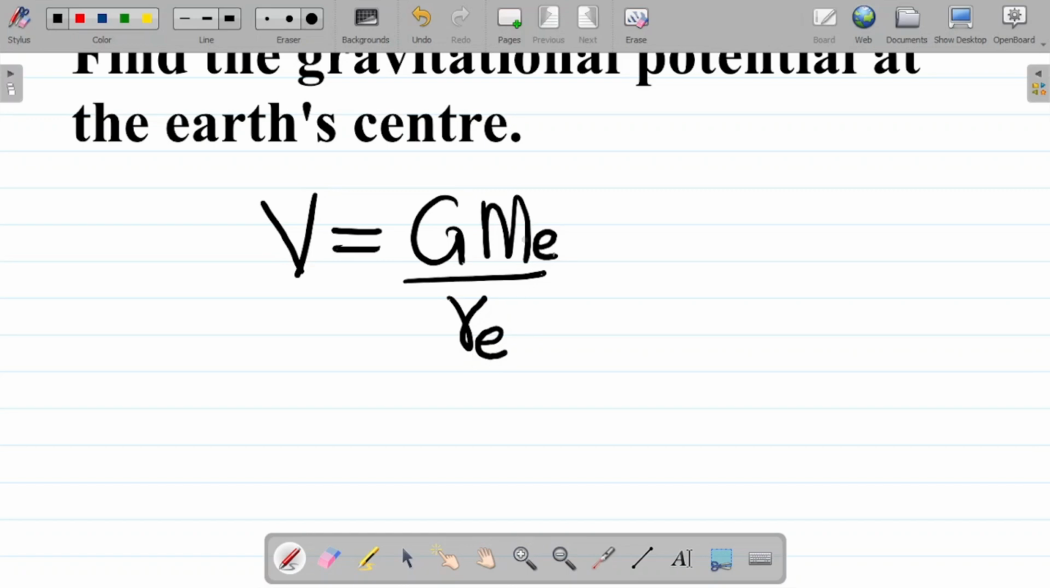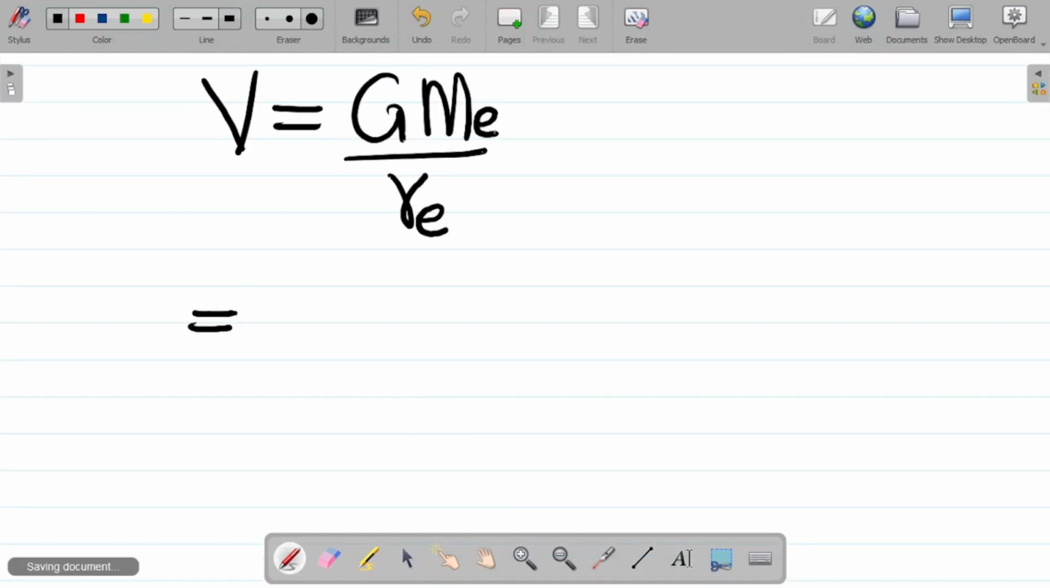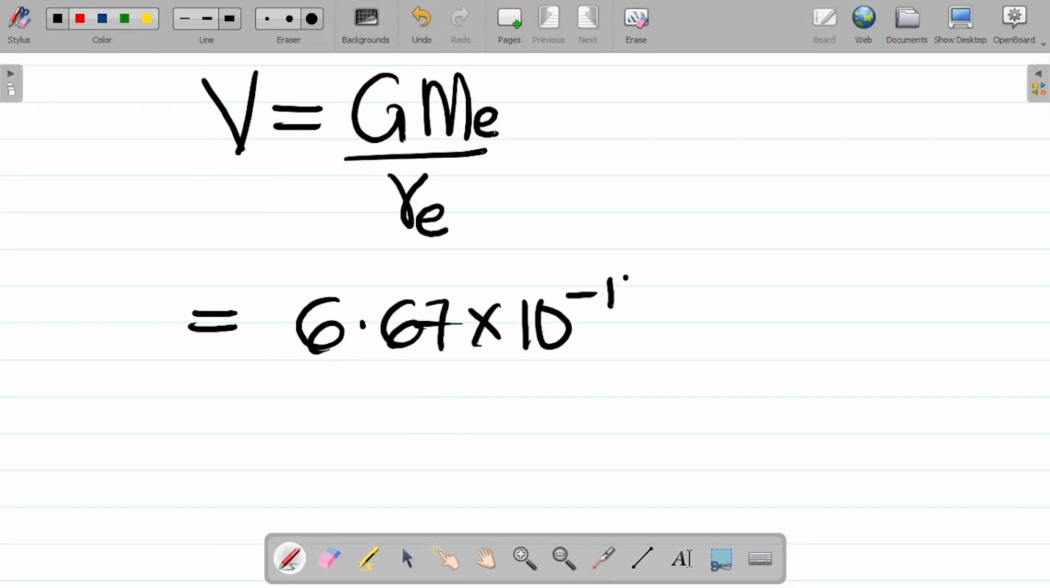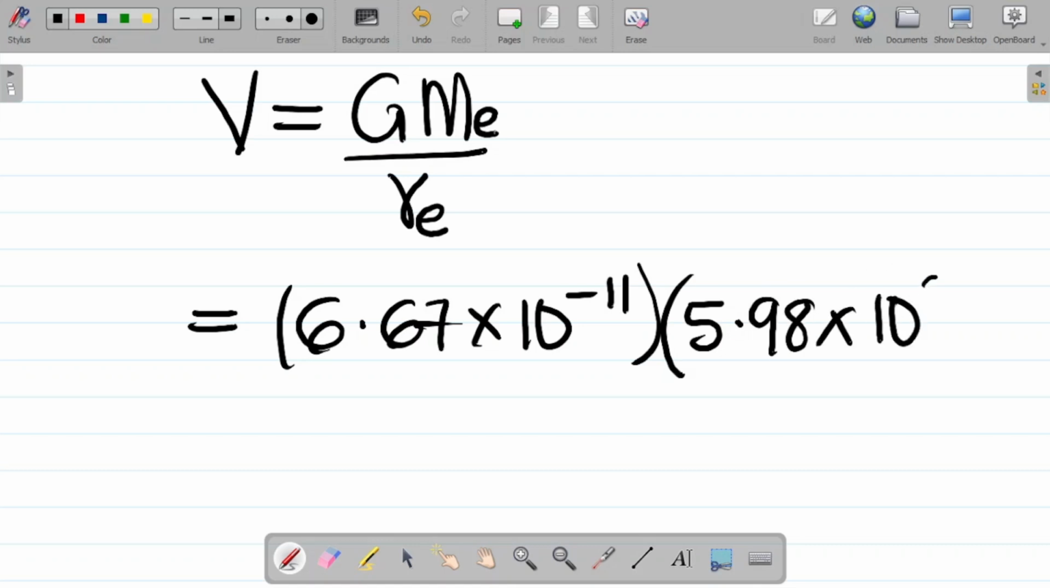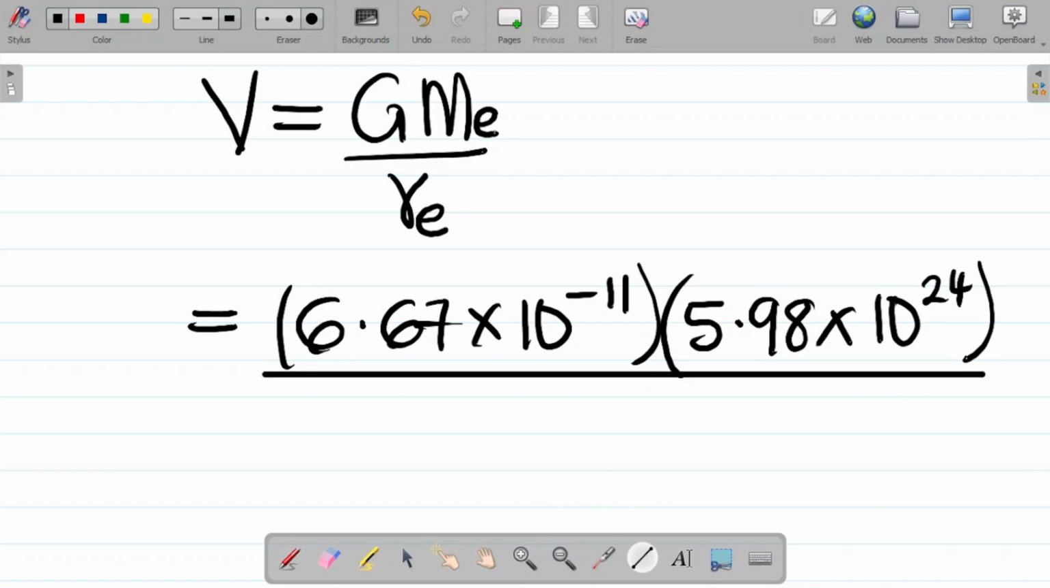And since we already know the value for ME, that's a constant, the mass of the Earth and the radius of the Earth, we'll simply put those values here. This is equal to G, a constant whose value is 6.67 times 10 to the power minus 11. That's the value of G. ME is simply the mass of the Earth, also a constant, 5.98 times 10 to the power 24. That's the mass of the Earth, all divided by the radius of the Earth.